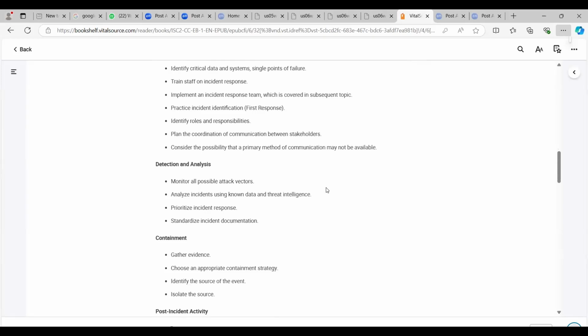So also you want to plan the coordination of communication between stakeholders. You always want to tell them that, okay, if any incident occurs, this is what you would do. Do this, these are your own rules in this incident response and stuff like that.